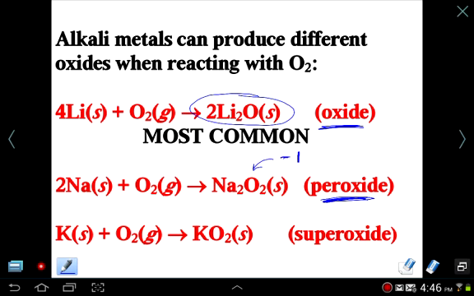In rare circumstances, if you rig the reaction just right, you can actually form a superoxide. In this case, if you analyze the charge of oxygen, oxygen has a charge of -0.5, which is really strange. Superoxides are very reactive, peroxides are also very reactive, and your oxide is the most stable form of the metal oxide.